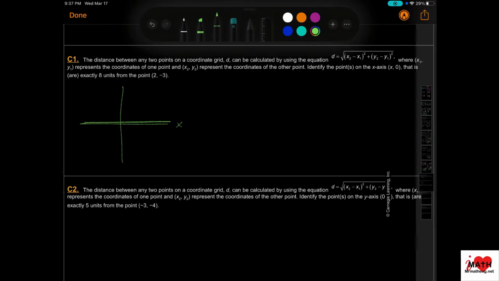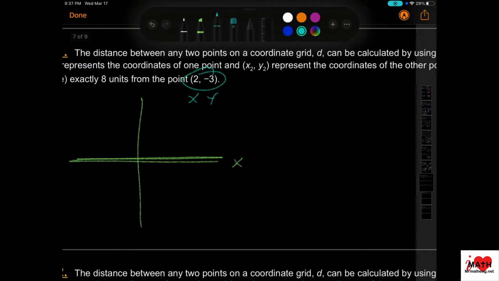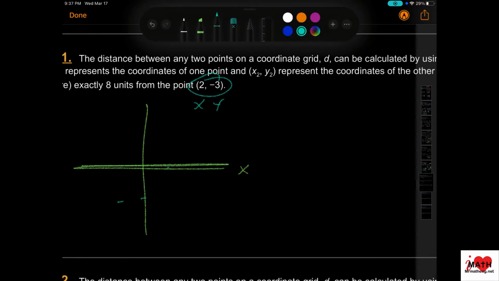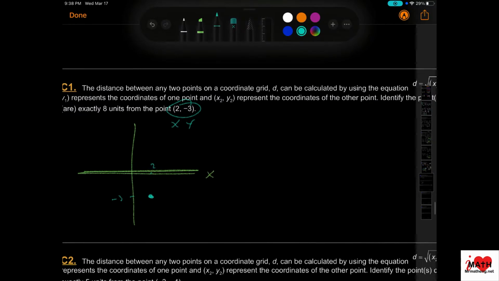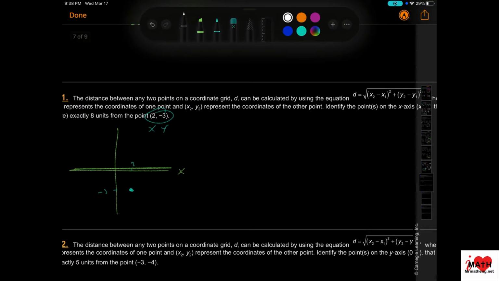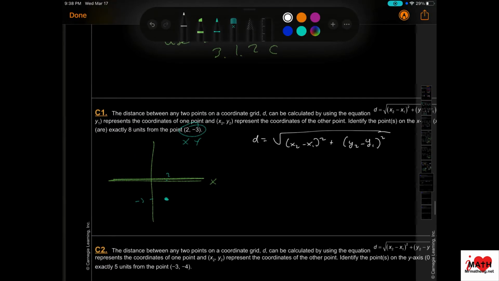That is exactly 8 units away from point 2, -3. So 2, -3, right, so that's your x, y. So we need something that is exactly 8 units away from here. And you can use that formula. So we'll just write down the formula. D equals all this. And there are easier ways to solve the problem, but they want us to use this formula. Okay, so D is equal to 8.